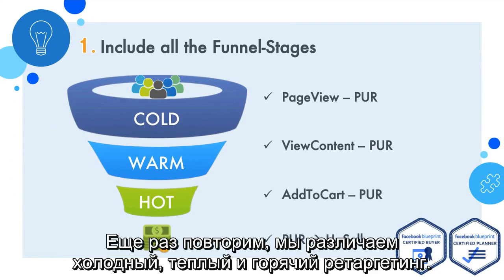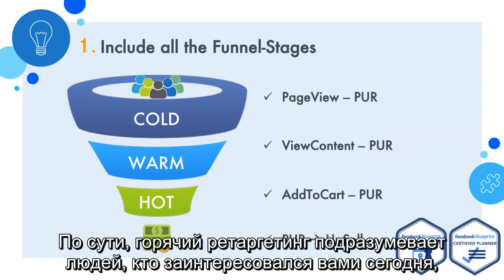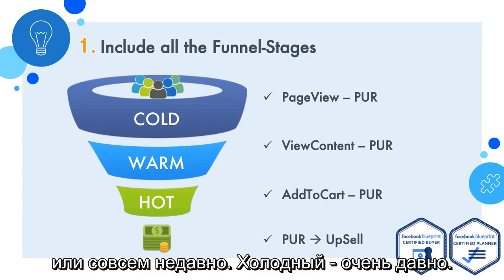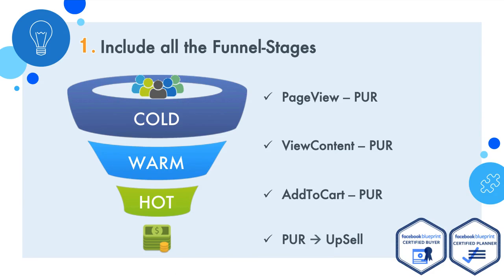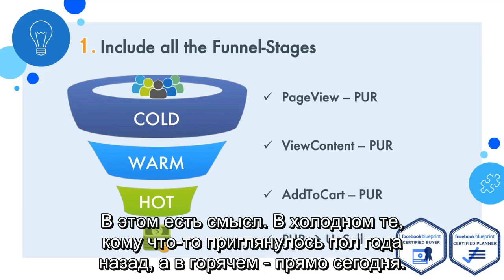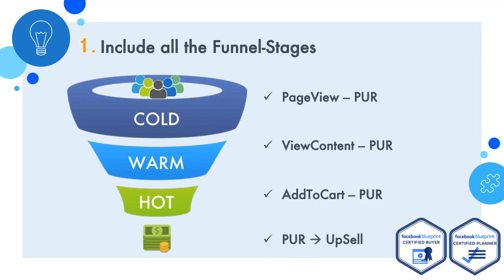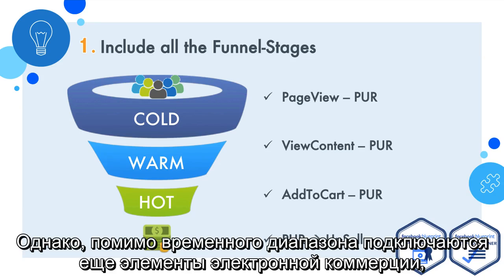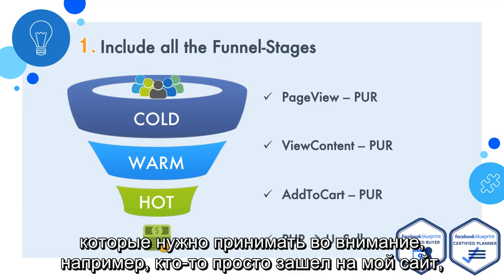So once again, we differentiate between cold, warm, and hot retargeting. Basically, hot retargeting is someone who has just expressed some interest today or in the last days, and cold is a very long time ago. So it makes a lot of sense. Cold retargeting is someone who did it like half a year ago, hot is someone who did it just today.